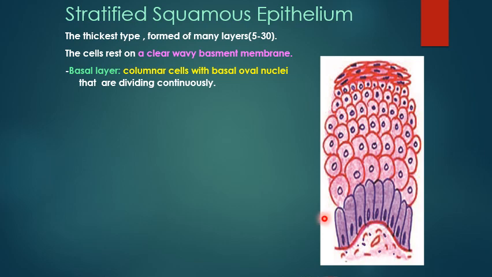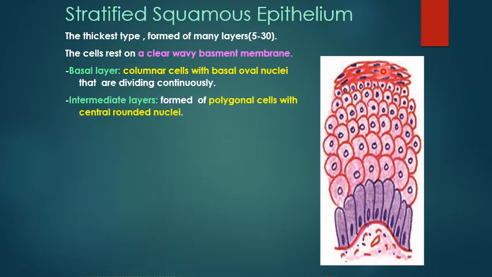Number two is to fix the epithelium to the underlying tissue. The first layer are columnar with basal oval nuclei, and it is active and continuously dividing in order to replace the shed most superficial cells. The middle cells are polyhedral. The word polyhedral means many sides, with central rounded nuclei.